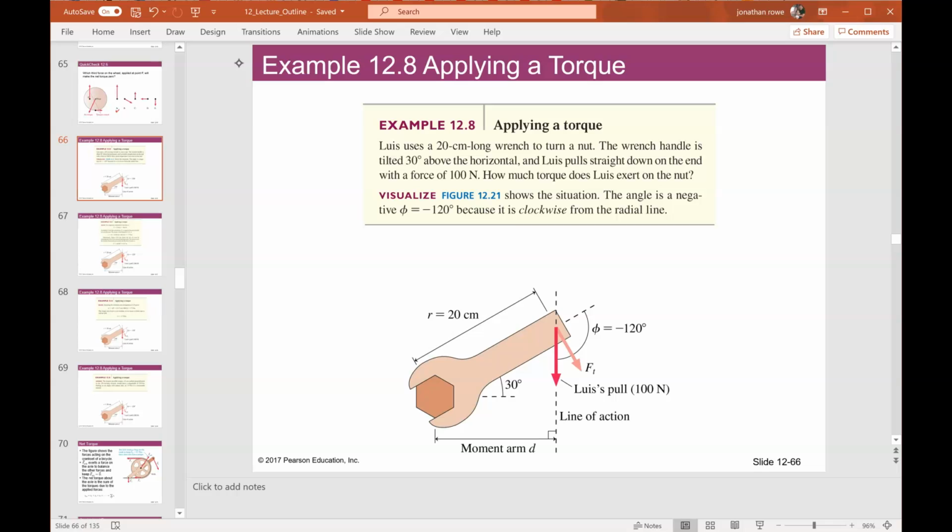An example. Lewis uses a 20 centimeter long wrench to turn a nut. The wrench handle is tilted 30 degrees above the horizontal. Lewis pulls straight down on the end with a force of 100 newtons. How much torque does Lewis exert on the nut?